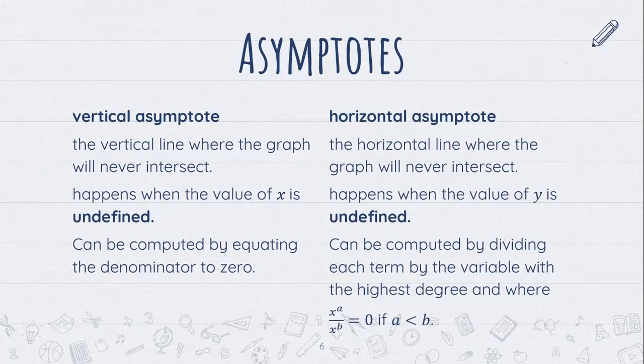Kasi hindi nga pwedeng decimal, di ba? Kasi whole number lang. So pag ganun class, undefined si ating y. And siya ay may horizontal asymptote. Ayan. Ito ang mahirap-hirap ngayon kay horizontal asymptote kasi siya yung pinakamaarte. Can be computed by dividing each term by the variable with the highest degree. Tandaan nyo yun, variable with the highest degree, and where a raised to x over b raised to x is equal to 0 if a is less than b. Sige, mamaya ma-practice natin yan.